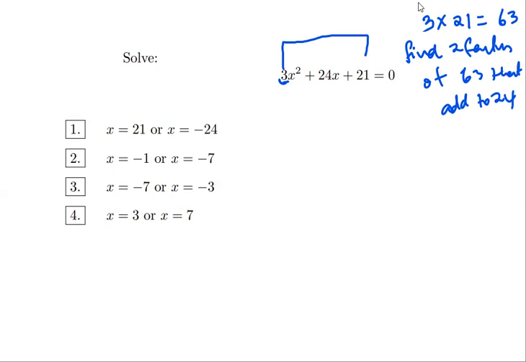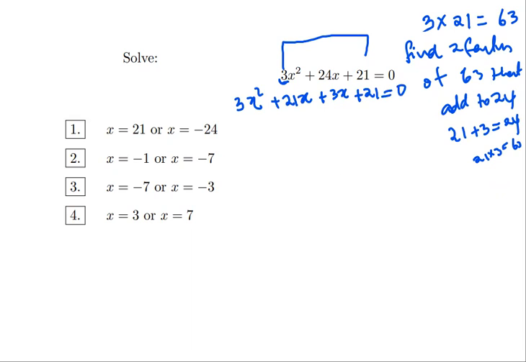So first you multiply the first and last term, then you find two factors of that product that add up to the middle term. In this case, I think if we do 21 plus 3, this will give us 24. And if we do 21 times 3, that gives us 63. So now we write our equation like this: 3x squared plus 21x plus 3x plus 21 equals 0.